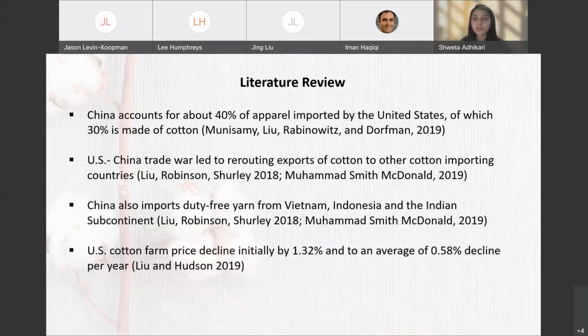So this topic is important, since most of the researchers, when it comes to the trade war, have focused on soybean. There are some researchers, whom I have tried to point out in this presentation, who have focused on cotton in some manner. One says that cotton accounts for 40% of apparel imported by the United States, of which 30% is made of cotton only. And there has been some research done in the sector of trade war. It says that this trade war has led to rerouting of exports of cotton and other cotton importing countries.